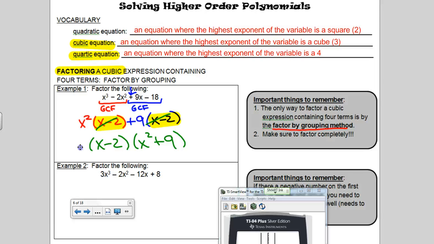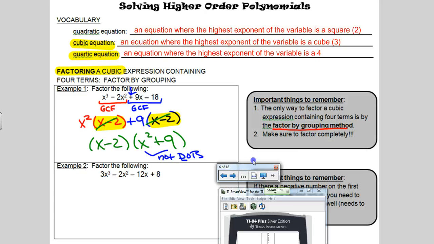In addition, if you could factor either of the 2 factors, x minus 2 or x squared plus 9, then you would continue to factor again if you could. But x squared plus 9 is not DOTS, all right? In order for it to be DOTS, difference of 2 squares, it has to have a difference, which means a minus sign. So that is not x minus 3, x plus 3, which a lot of students want to write. All right, moving on to the next problem, factoring that one.